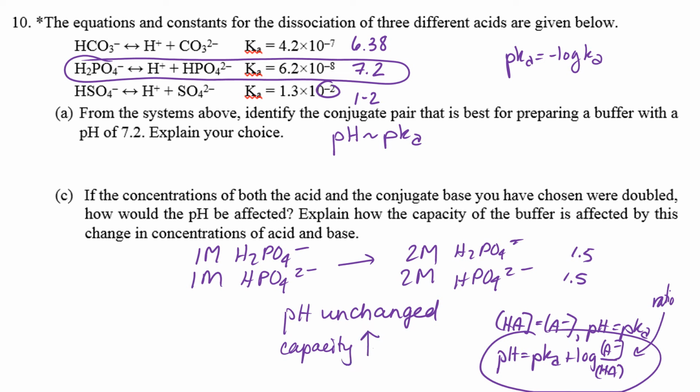So the more concentrated your components are, the better the buffer can withstand change in pH if you try and add some other acid or base to your solution, because you're going to have more buffering components available to react with whatever it is you try and add to it.